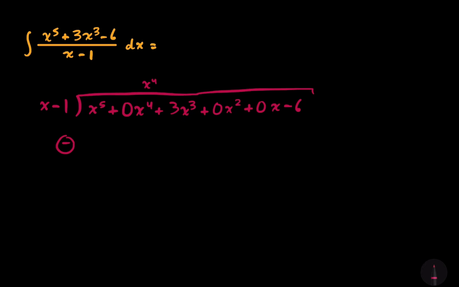So x to the 4th times x is x to the 5th. And then x to the 4th times negative 1 is minus x to the 4th. These will cancel out when we subtract. And then this is a negative times a negative. And we have a 0x to the 4th up here. So this just becomes plus x to the 4th.